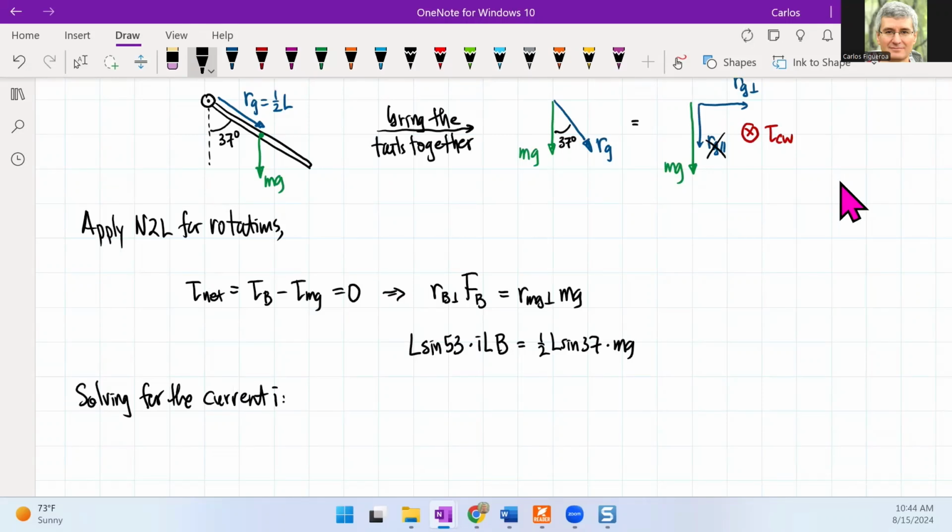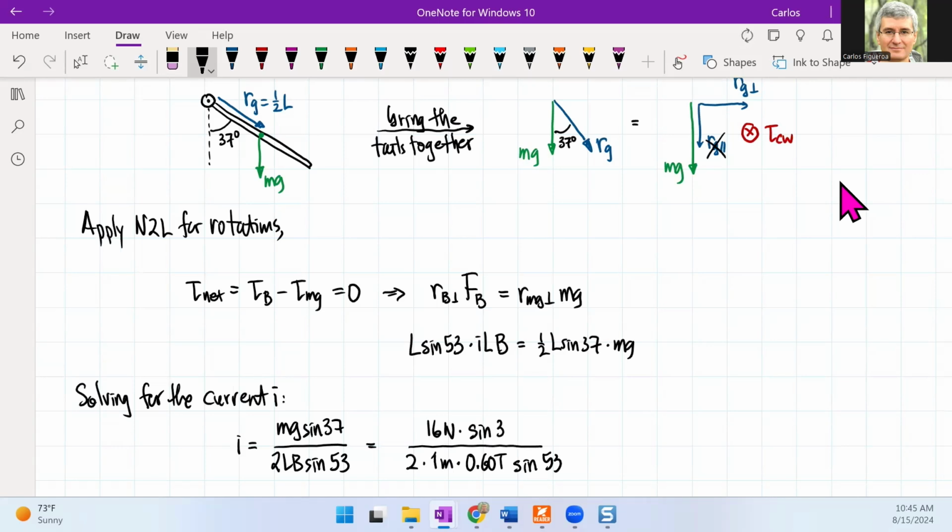And we get that I is then going to be 2LB sine of 53 over mg sine of 37. And then I'm just going to put in all the values. So we know that the length is 1 meter. We know that the magnetic field is 0.60 Tesla. Then we have the sine of 53. And then we have a weight of 16 newtons times the sine of 37, which then finally gives me a value of 10 amps, which is I right here.